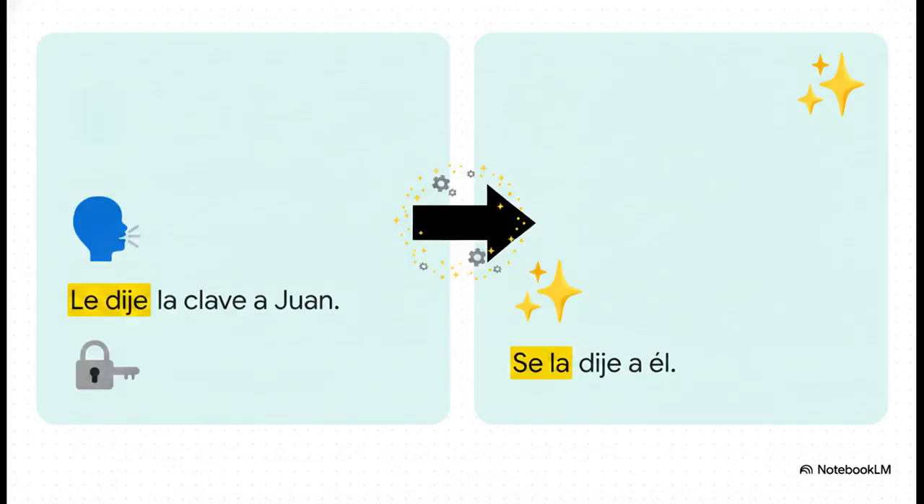Let's look at one more example from the manual to really hammer this home. The base sentence is Le dije la clave a Juan. I told the password to Juan. The direct object, la clave, becomes la. The indirect object, Juan, is le. When we combine them, we definitely don't say le la dije. Nope, that le morphs into se right before the la. Se la dije a él. I told it to him. Just let your ear catch that smooth pronoun order for a second. Se la. It just rolls right off the tongue, doesn't it?